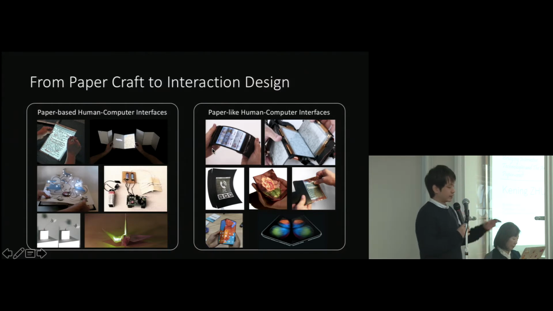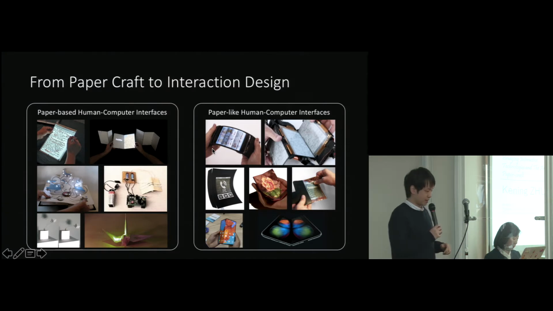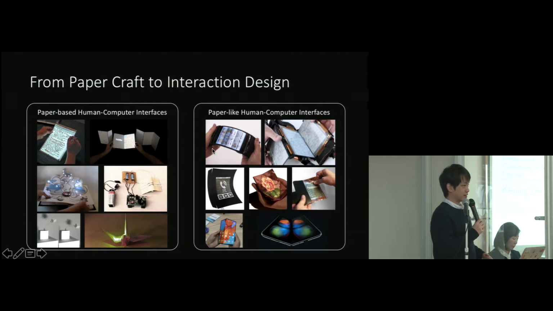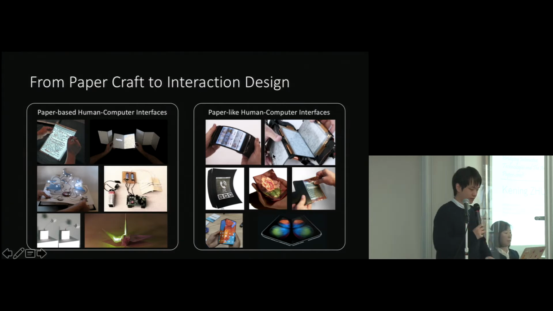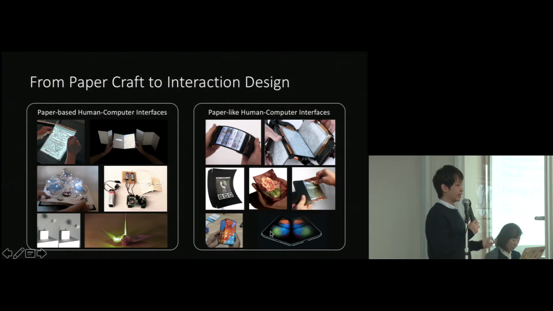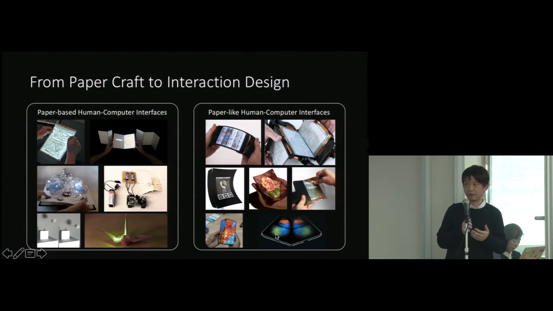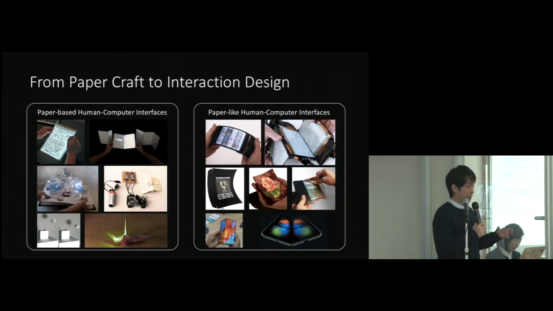On the other hand, the second category of paper interface is paper-like interfaces. It's not directly made of paper, but it has some characteristics of paper. For example, we can bend the device, we can fold the device, etc. And recently, Samsung and Huawei released their phones, like the Galaxy X and Mate X, which allow you to fold your mobile phones. So this kind of interface has some similar characteristics of paper. We call them paper-like interfaces.